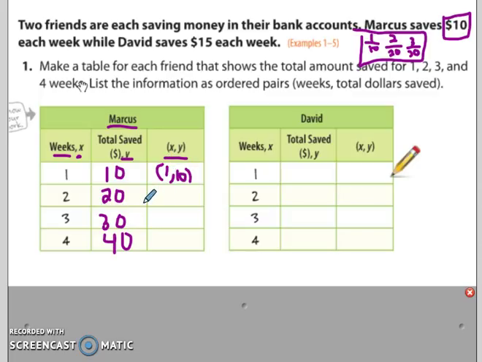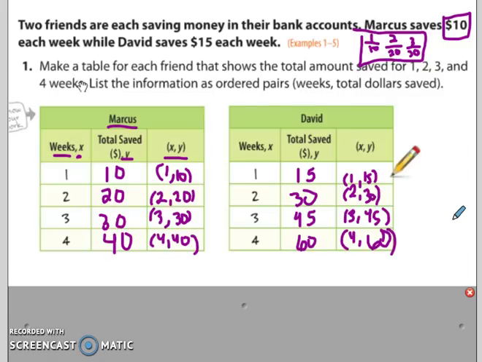Now, what I want you to do is write both of these tables down, and fill them in the rest of the way. Pause the video now and do that. All right, check over my filled in tables and see if they match yours. If not, you can fix whatever it is you messed up on in your notebook.